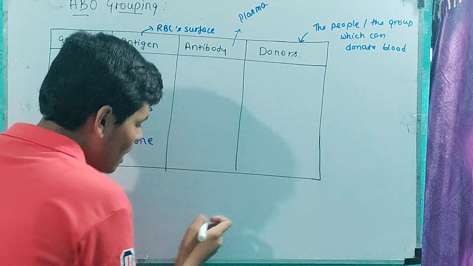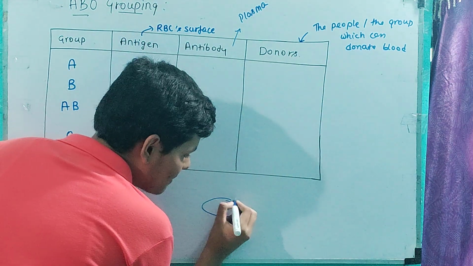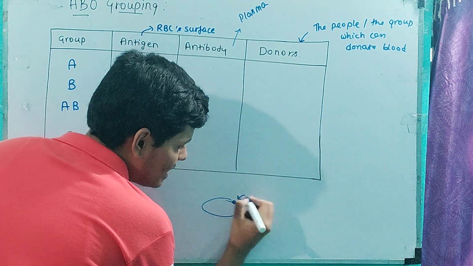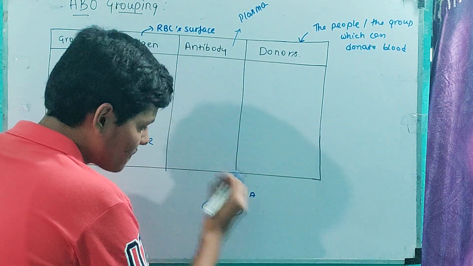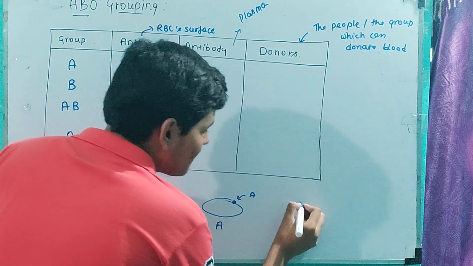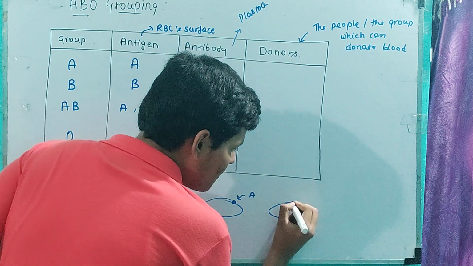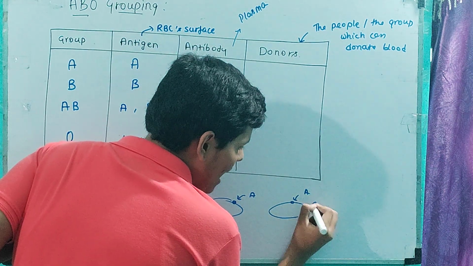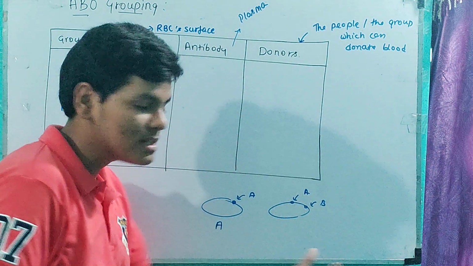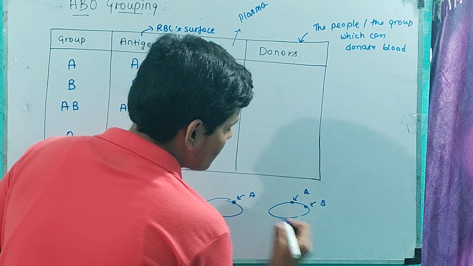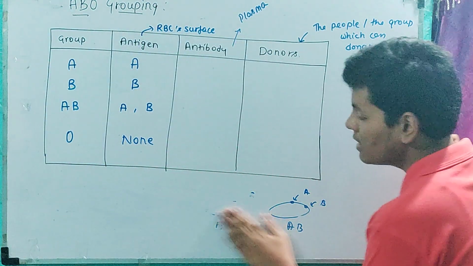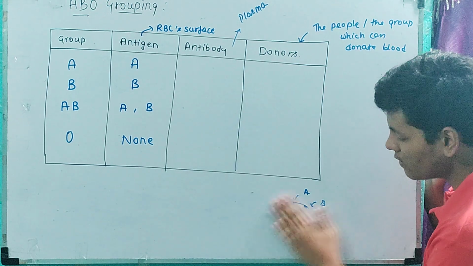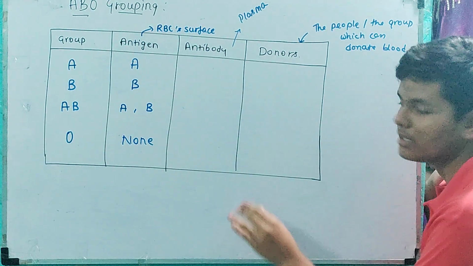Suppose I draw an RBC over here and that RBC has an antigen which I name A, then the blood group of this individual will be A. If I have an RBC over here which has both A and B antigen, then this individual's blood group is AB. So this is the main concept of how we give an individual their blood group. We check the surface antigen on the RBC.